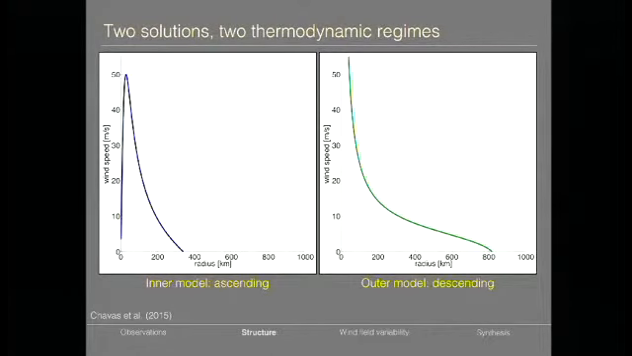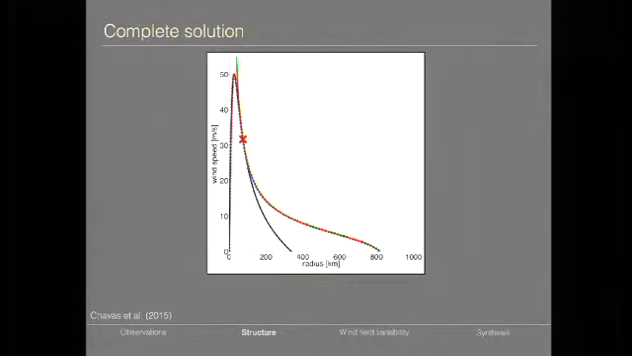OK, so what's nice is that we have two solutions that exist, and they apply for two distinct thermodynamic regimes: this inner ascending model and then an outer descending model. And so a question is, can we just stick them together? Because that would be sort of a first guess of what the structure of a hurricane might look like. And it turns out that you can.